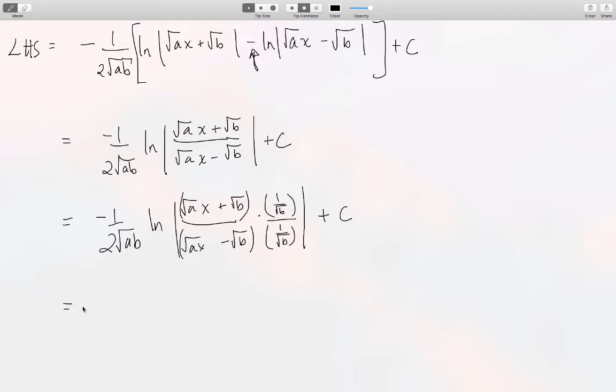I'll get negative 1 over 2 square root AB ln, and let's write it like this. Take a little step of simplifying as I'm doing it and just say square root of A over B x minus 1, and on the bottom a square root of A over B x. Oh, sorry, the one on top is the plus and the one on the bottom has a minus. Minus 1, plus some constant from the integration.